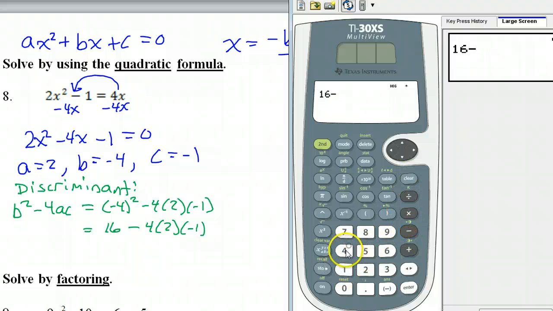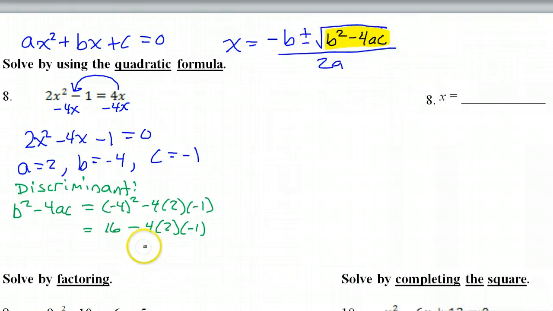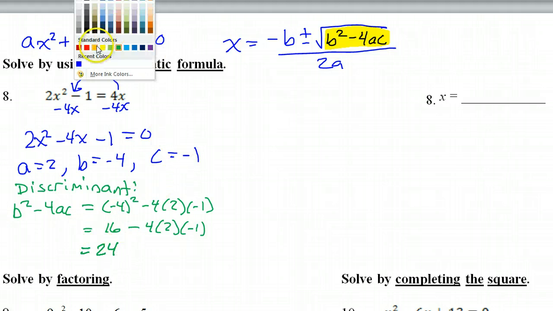16 minus 4 times 2 times negative 1. You can just type it in just exactly the way it looks on your paper. So you should be getting 24. Alright, if you're not getting 24, then guess what? That's what you did wrong. So we're finding that the discriminant is 24. You should always do that first.